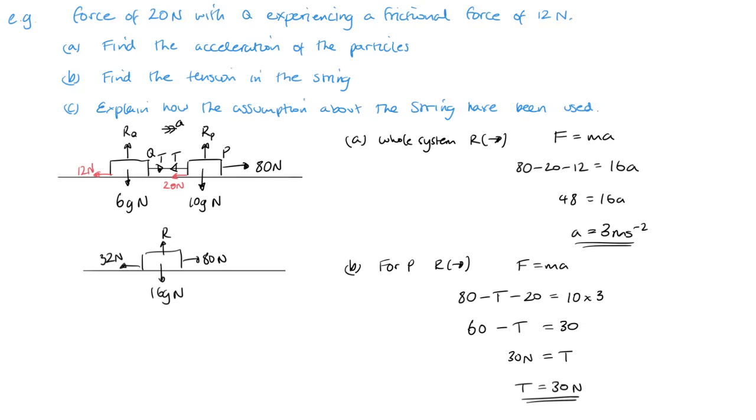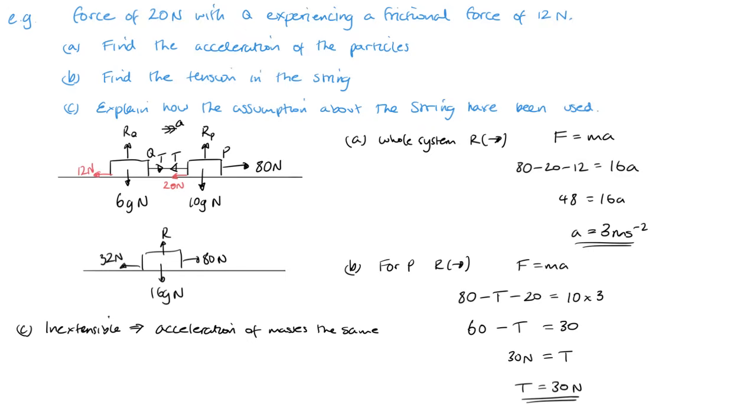Now, part C, I'll explain how the assumptions about the string have been used. So there's two assumptions: inextensible. So what does that mean? That means that the acceleration of the masses is the same, because it doesn't extend in any way.